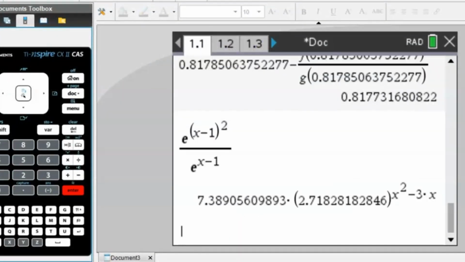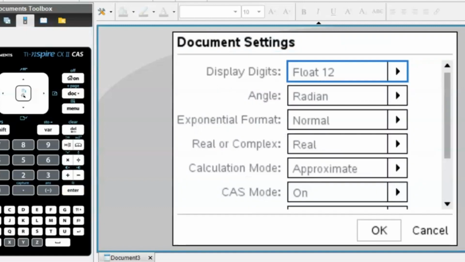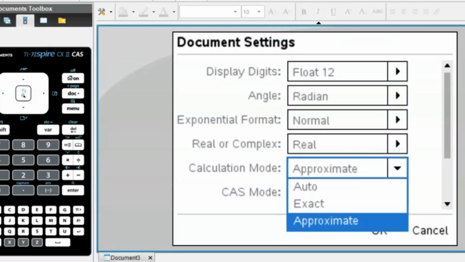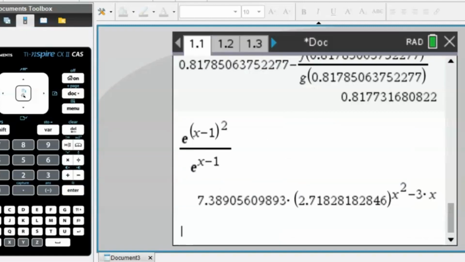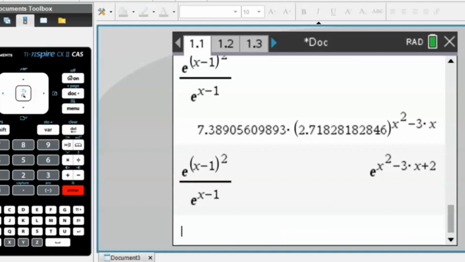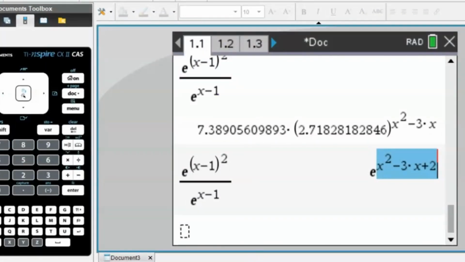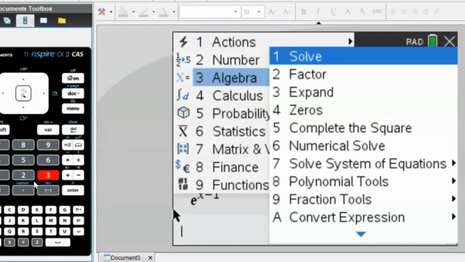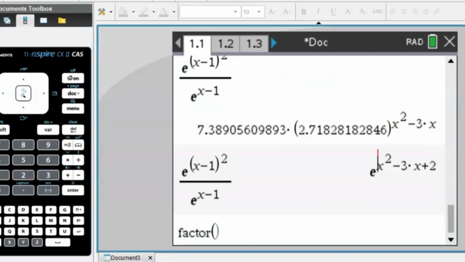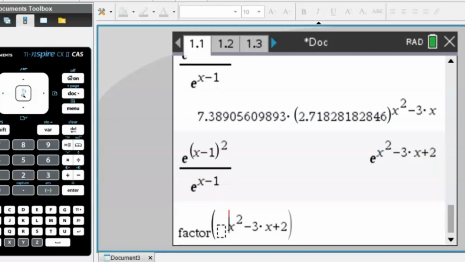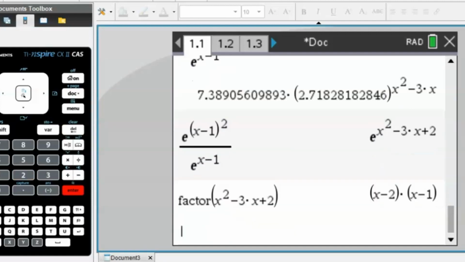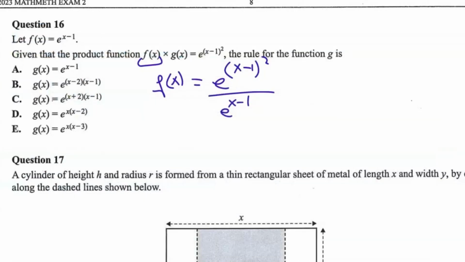Press enter. Whoops. Let me change the setting to exact. All right, let's do it again. So that's what I get. Now, none of the options look like that, so we could use Menu 3, 2, factor. We're just going to factor this bit. Under that is what? x minus 2. x minus 2, x minus 1, so option B.